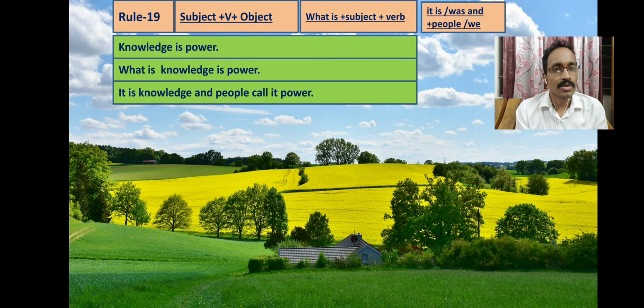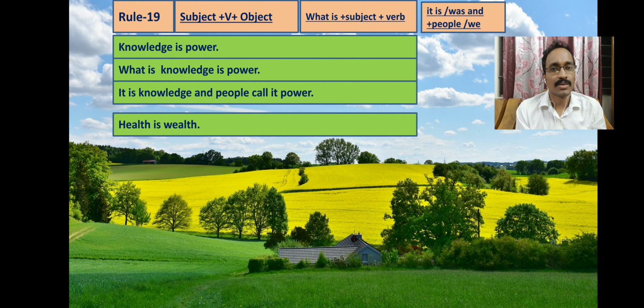And how to make it a compound sentence? It is knowledge, and we call it power, or people call it power. So it is, it is or it was according to the tense, and then people or we will be used like this. So it is knowledge and people call it power.